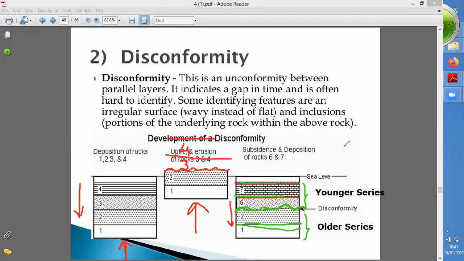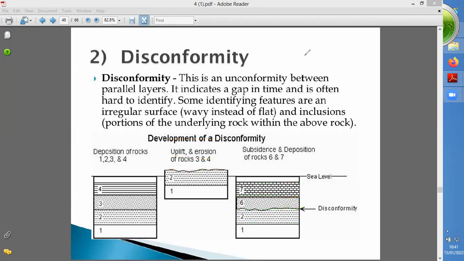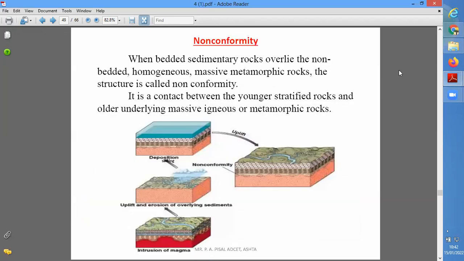But it is not easily identified in the disconformity because the younger and older rocks all are parallel to each other. Okay, so this is the meaning of disconformity. Now the third type of the unconformity is the non-conformity.